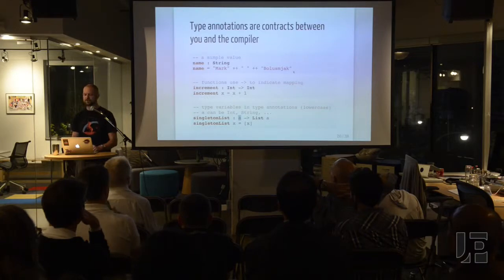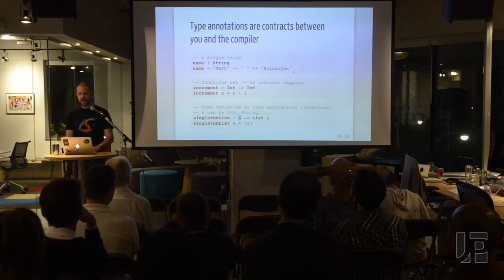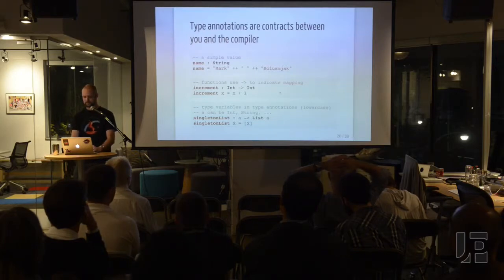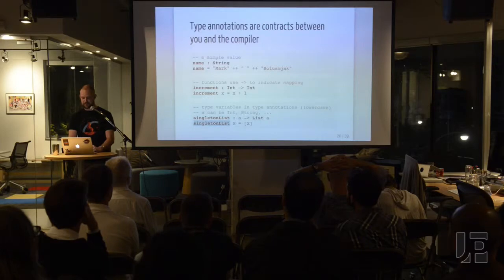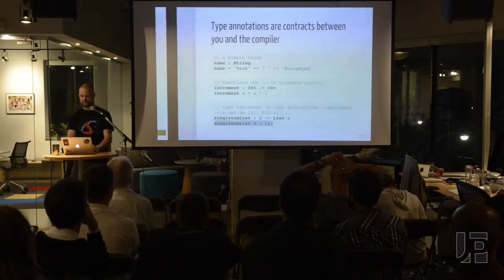In a type annotation, a type can be a variable. We know it's a variable because it's lowercase. And so singleton list takes a value of any type, and it gives us a list of that type. Okay, I hope that all makes sense. And again, I don't have to declare this stuff. If I just define that, Elm tells me, hey, I know what that is. That's a thing that takes an A to a list of A's.